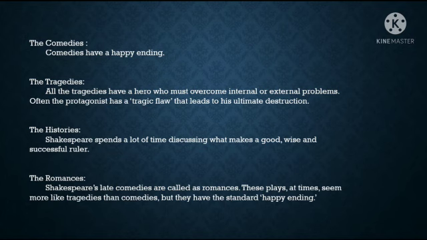The tragedies. All the tragedies have a hero who must overcome internal or external problems. Often, the protagonist has a tragic flaw that leads to his ultimate destruction. The central character or the main character or the hero of a work of art is called the protagonist. And the opposite of the word protagonist is antagonist. Antagonist means villain.